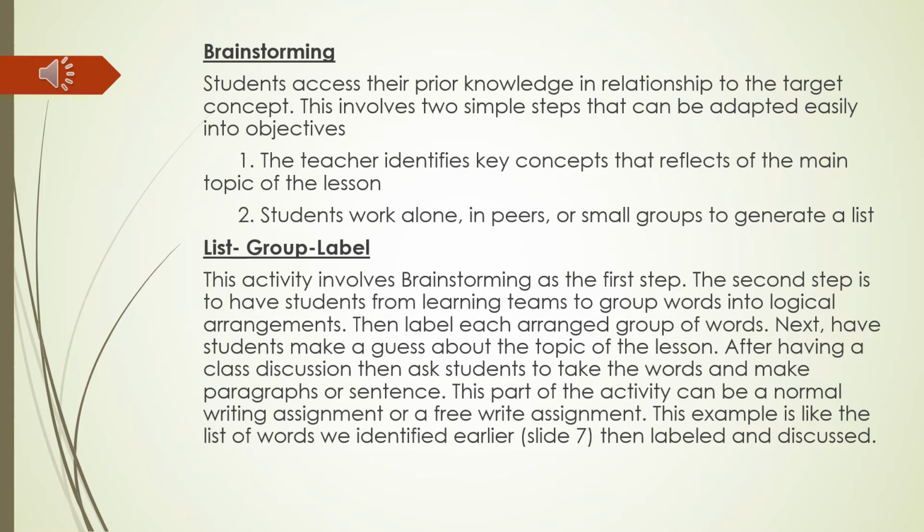List group label. This activity involves brainstorming as the first step. The second step is to have students form learning teams to group words into logical arrangements. Then label each arranged group of words. Next, have students make a guess about the topic of the lesson. After having a class discussion, ask students to take the words and make paragraphs or sentences. This part of the activity can be a normal writing assignment or a free writing assignment.